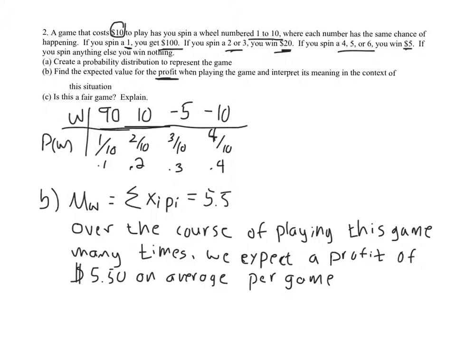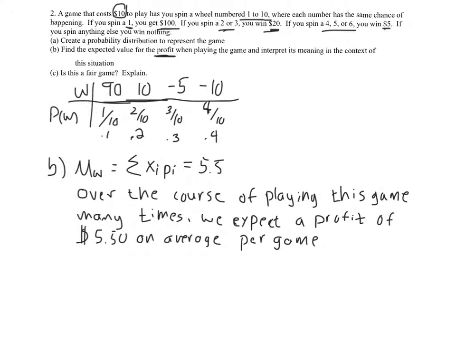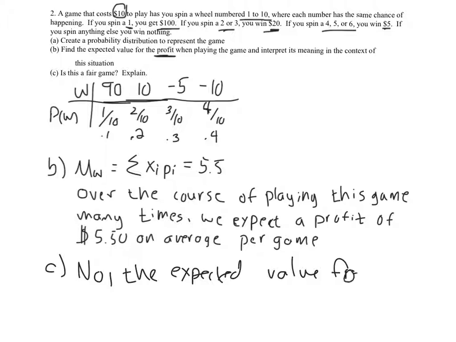Then part C says, is this a fair game? Well, to be a fair game, we need an expected profit of 0. So no, because the expected value for profit is not 0.